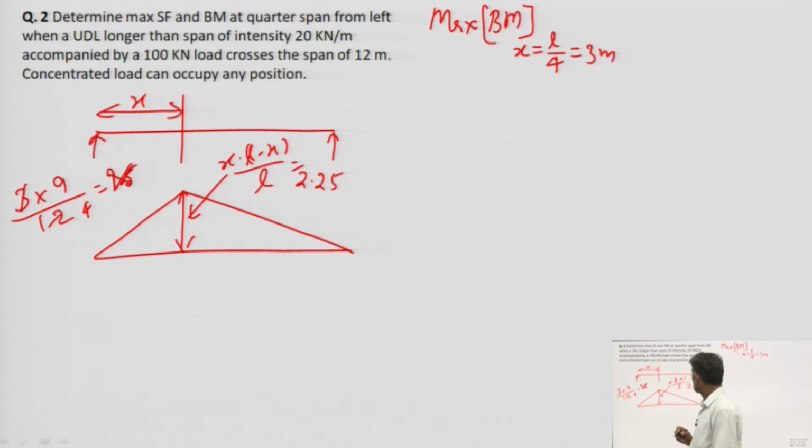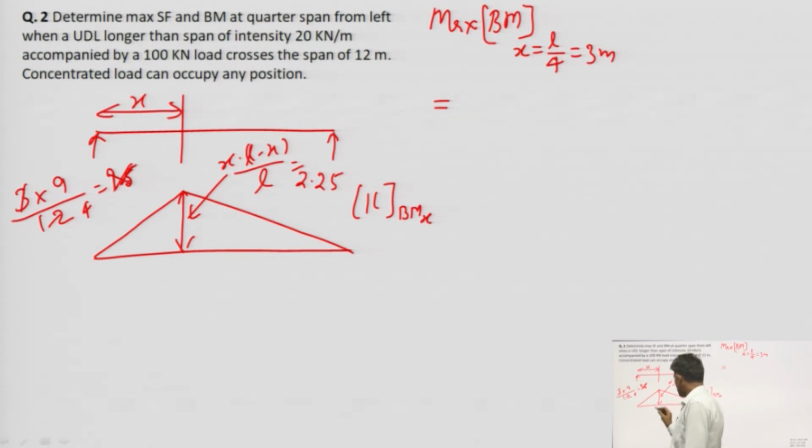Now, for the maximum bending moment, this is the first step. We have plotted the IL for bending moment at section X. The second step is to locate the position of the load so that we can have the maximum value. So, what will be the position of the UDL to get the maximum value?